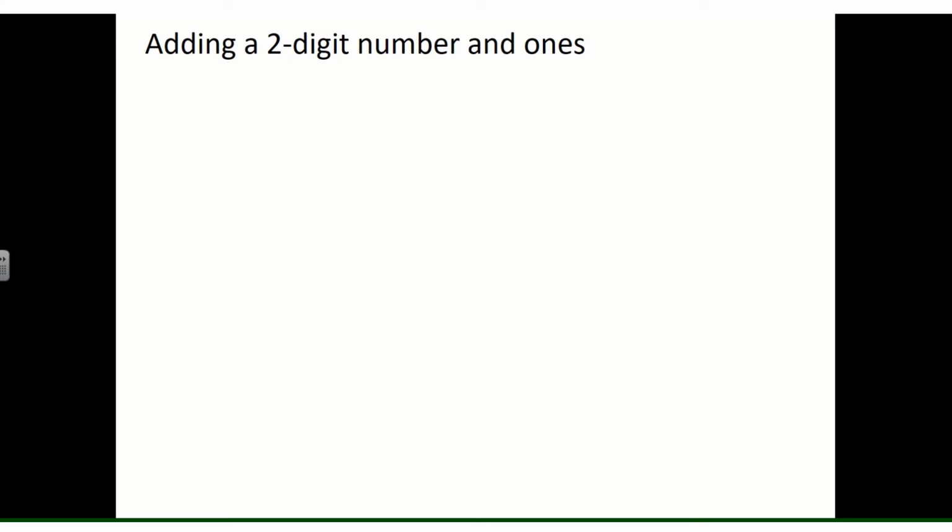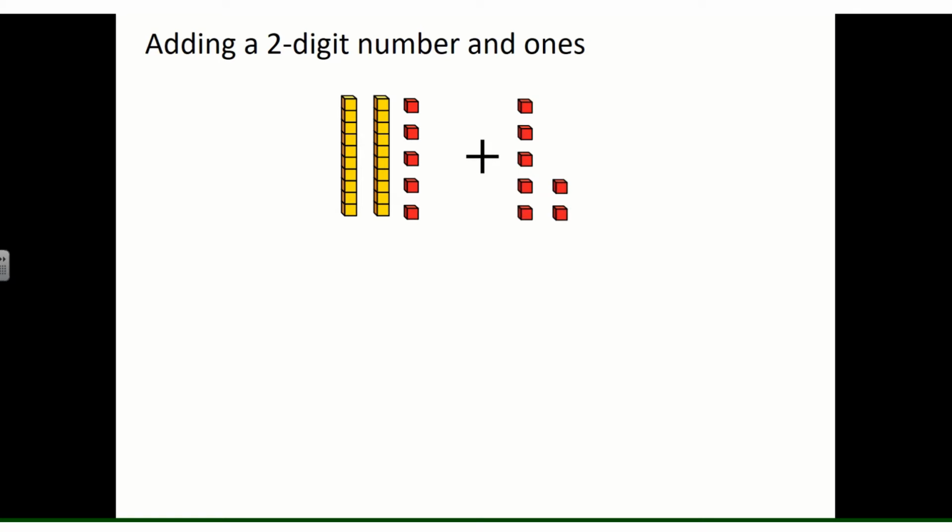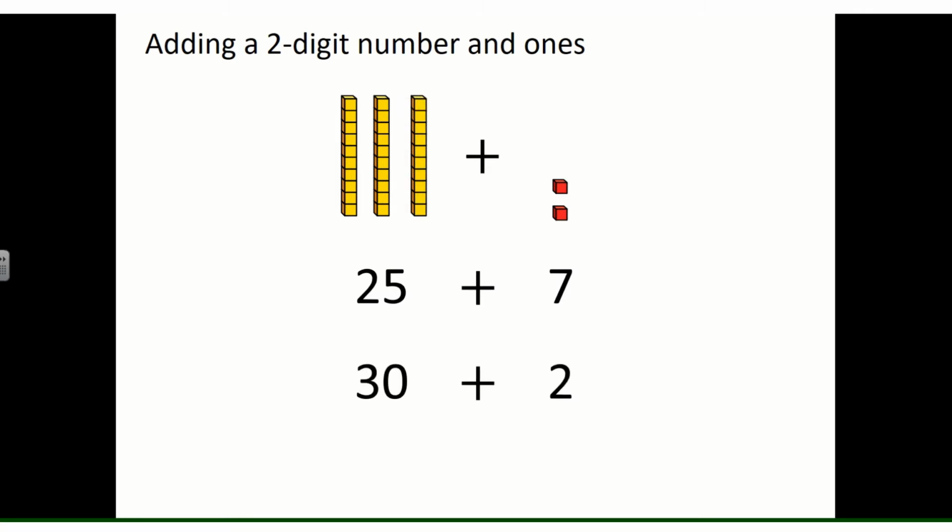First of all, we're going to have a look at adding a 2-digit number and some ones. Here we have the number 25 and we're going to add 7. 25 plus 7. First of all, I recognise that those 5 ones from 7 can combine with the 5 ones in 25 to make a 10. So now I can say that it's 30 plus 2. Total is 32. 25 plus 7 equals 32.